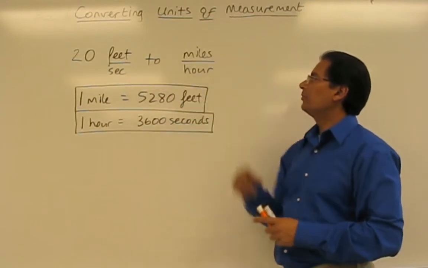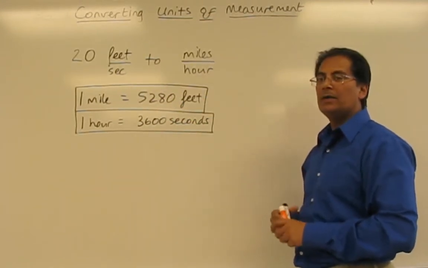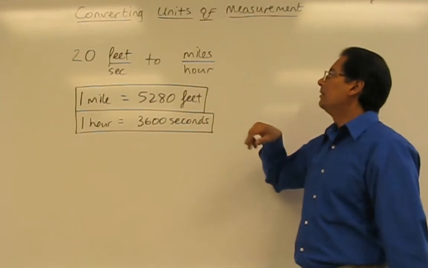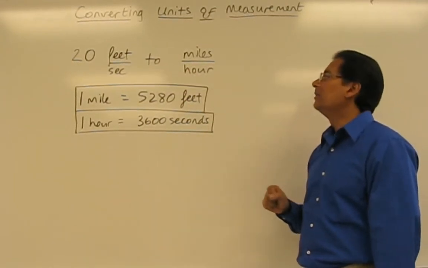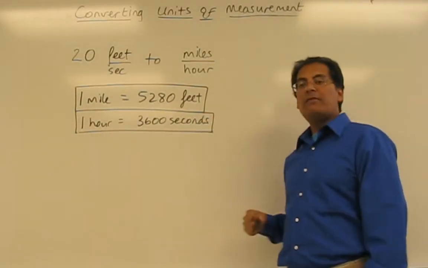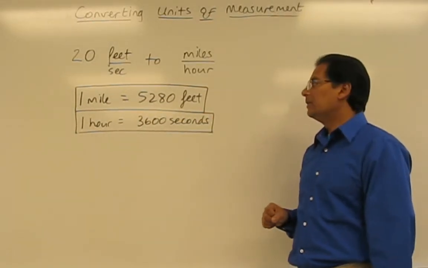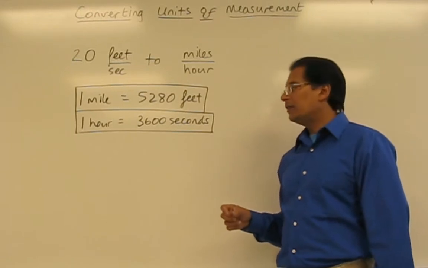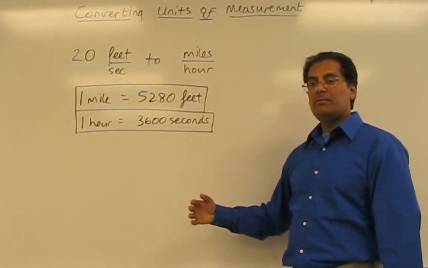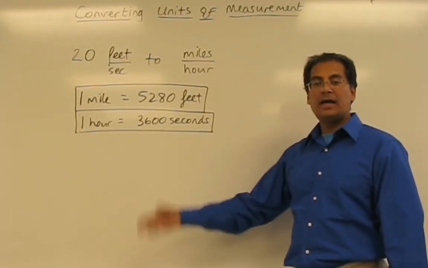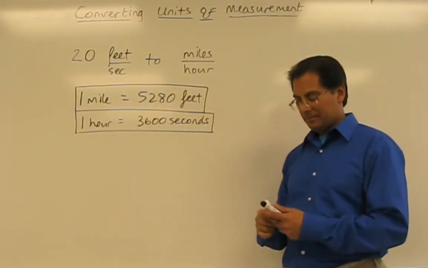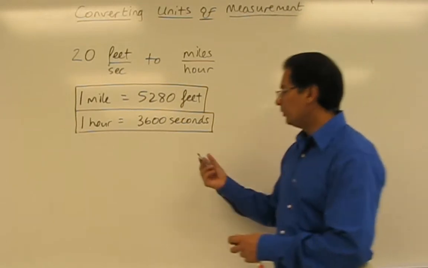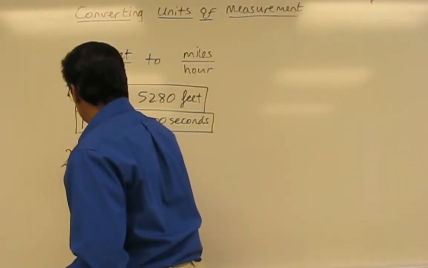Alright, here we're asked to convert 20 feet per second to miles per hour. Here's a unit of speed, feet per second, and another unit of speed, miles per hour. They're both speeds. We're given that 1 mile is 5,280 feet, and 1 hour is how many seconds? Well, 60 seconds make a minute, and 60 minutes make an hour, so 60 times 60, 3,600 seconds in 1 hour. So to do this, we write our 20 feet per second.